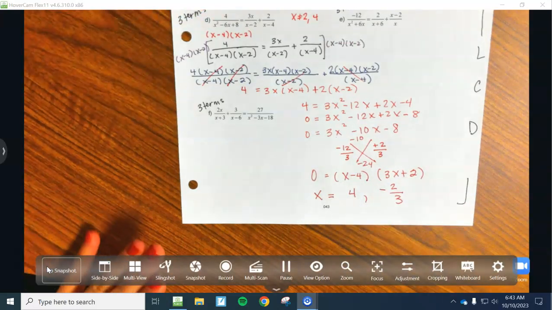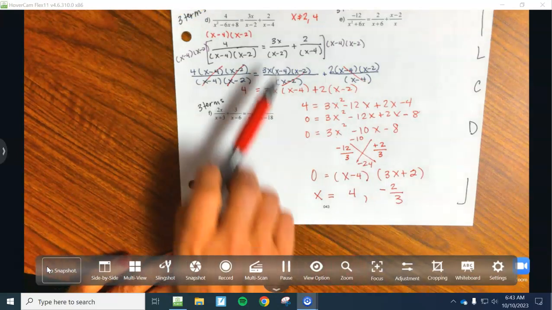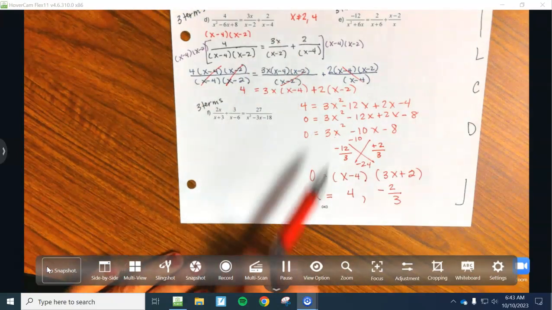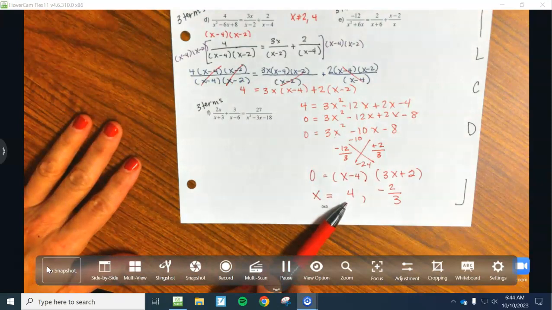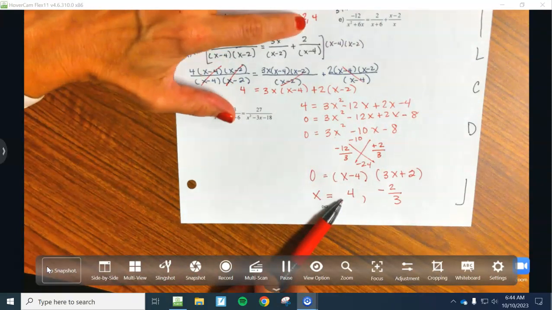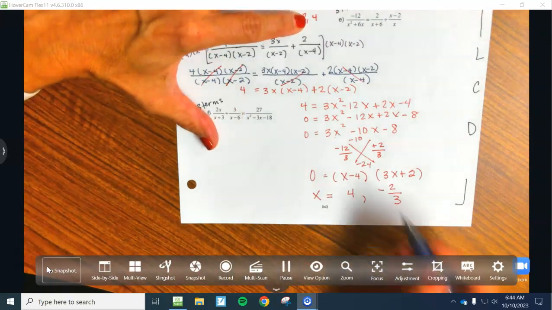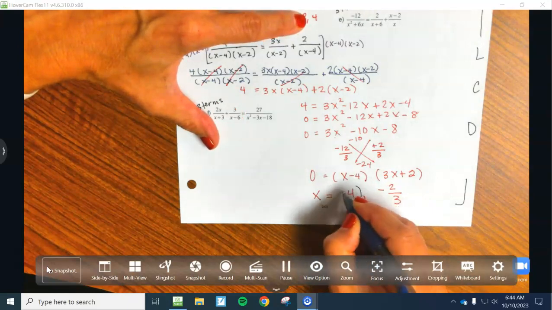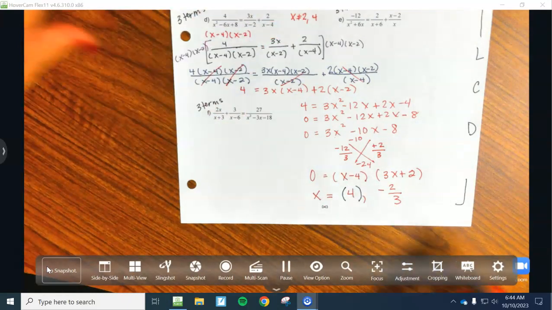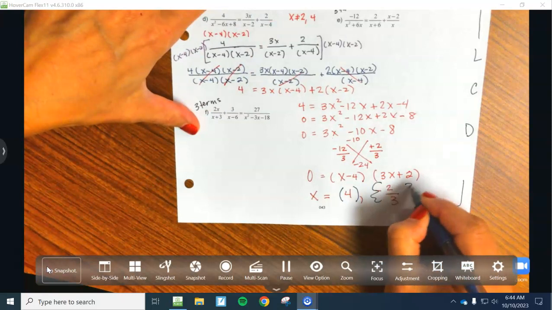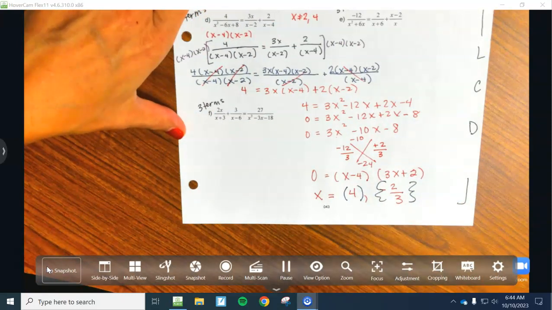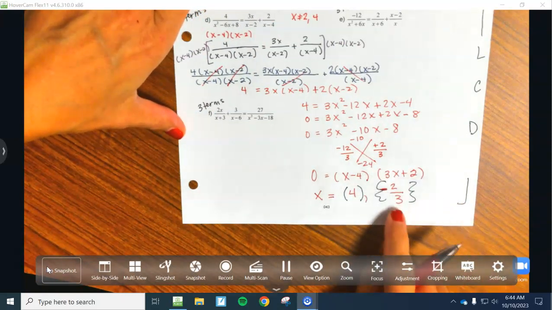And look over here. So you got a bad answer, guys. Always check. You will get bad answers. They happen pretty often. So go ahead and put that in the bad answer group, which is parentheses. And your negative 2/3 is a good answer. And put that in the braces.